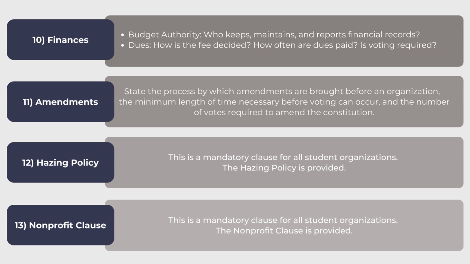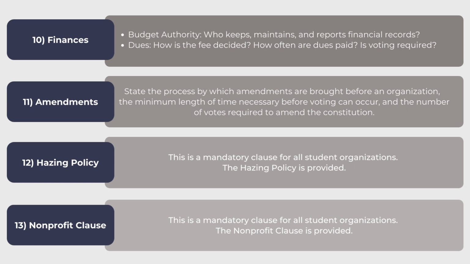Next, you want to discuss the finances. This should include sections on budget authority and dues. You want to discuss who keeps, maintains, and reports financial records. This will likely be your treasurer. Your dues. How is that decided? How often are they paid, and is voting required? How often do you vote? And is it a step fee from year to year?